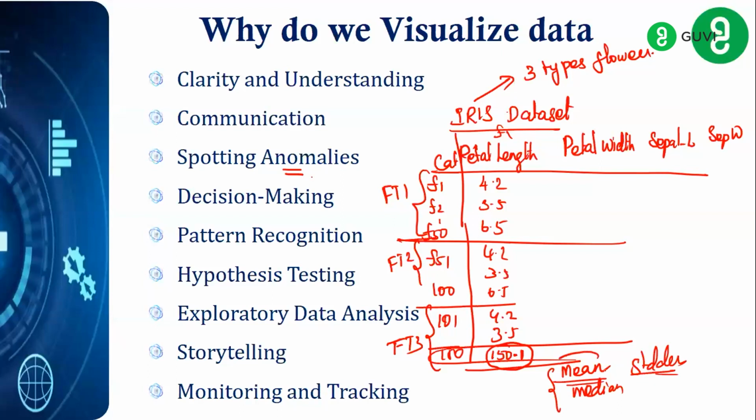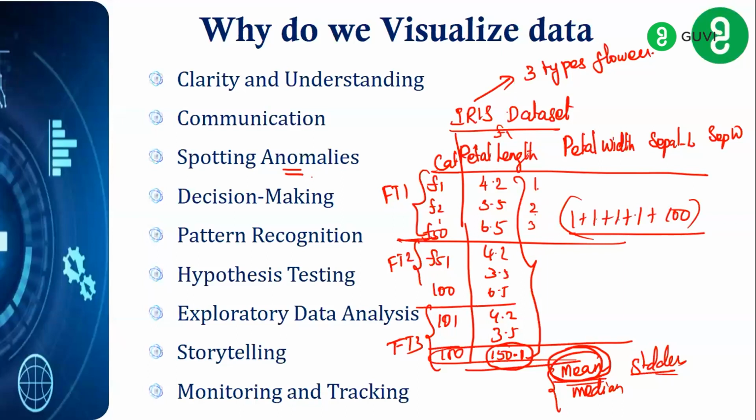If you are considering only the mean, this 150.1 could be a manual error. For example, let us take 1, 1, 1, 1 and 100. Five instances are there. How do you compute the mean value in general?